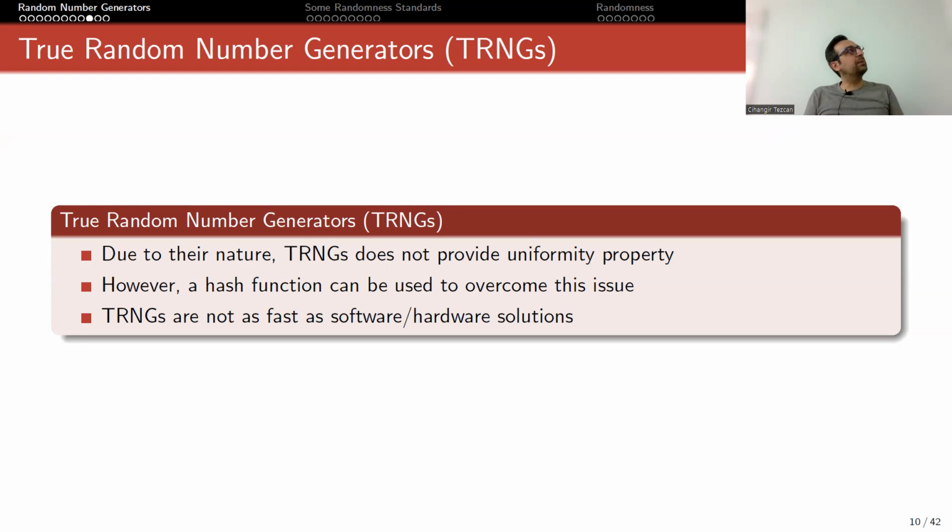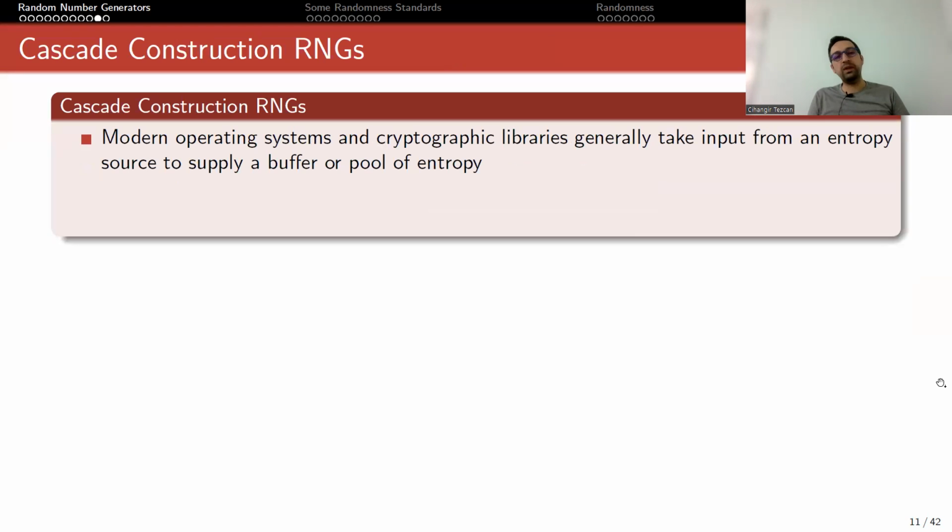And also, true random number generators are not as fast as software and hardware solutions, right? Because if you want to generate a lot of random numbers in a very short time, you cannot just wait for a material to decay in a radioactive manner. So the idea is to combine them. These are called cascade construction random number generators.